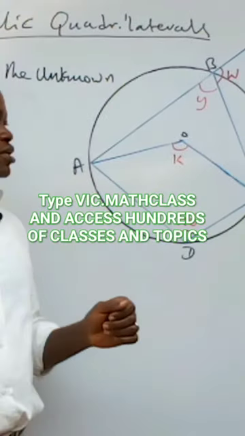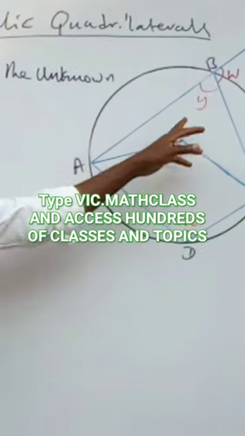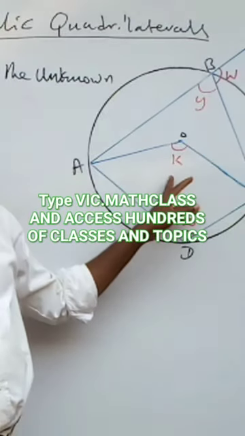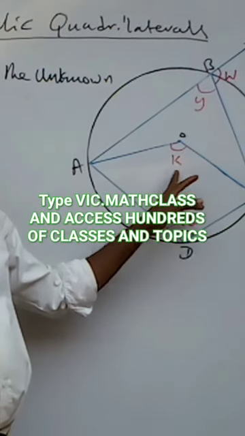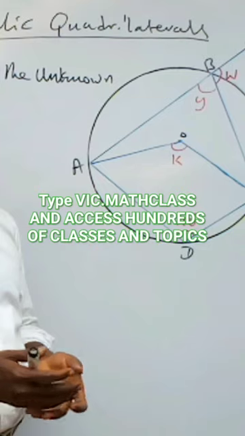Welcome back once again. My name is Victor Duguma here, and in our class right away we want to answer this question, the question that says calculate the unknown. There are some angles here that are not available. This W is not there, this Y is not there, this K is not there, so we want to calculate them. And how do we approach this?